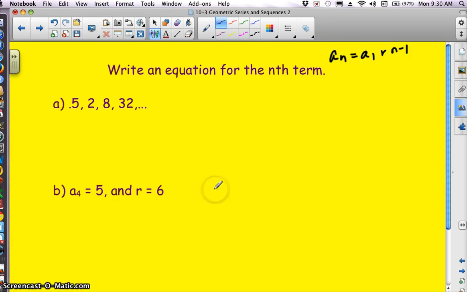So we are going to go ahead and solve for r here on this first sequence. So what would r be? What's going on each time? Right, we're multiplying by 4. So r is going to equal 4. The first term is 0.5. And then we have n minus 1 as our exponent.